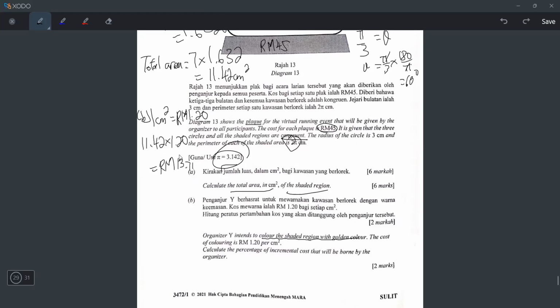Okay, and then they say calculate the percentage of incremental cost that will be borne by the organizer. So percentage of increase will be, okay, remember just now they mentioned something about cost being 45, right? So how many increase? I will take 13.71 over 45 times 100, because I want to know the percentage of increase. I should get 30.459, 30.46. Please write percent, okay? So that's the answer.